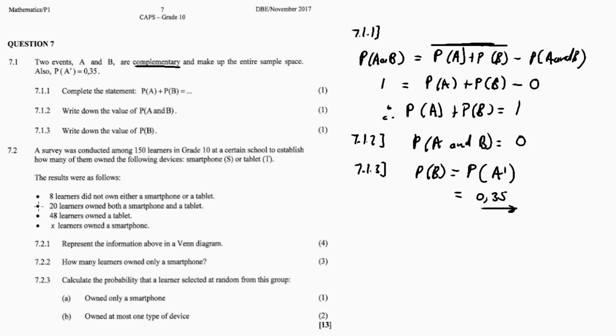Bullet point number 2: 20 learners owned both a smartphone and a tablet. And then the third bullet point: 48 learners owned a tablet. When you look here, the popular device looks like a tablet, and then x learners owned a smartphone. So it could be that the tablet is the common device or the smartphone. We don't know yet because x is unknown, right?